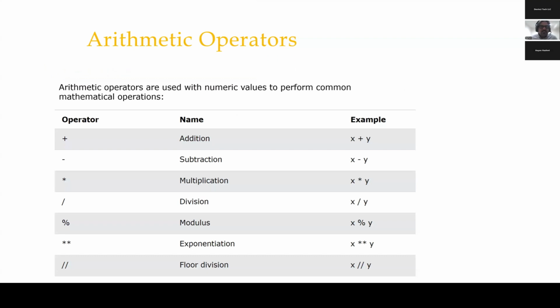So first up, arithmetic operators. Very obvious. The arithmetic operators are used with numeric values to perform common mathematical operations that I was just talking about. Addition, you will simply do like 1 plus 1 or x plus y in this example. Subtraction is minus. Multiplication, we use the asterisk sign, just like this. Division, we use the division sign, just like this.